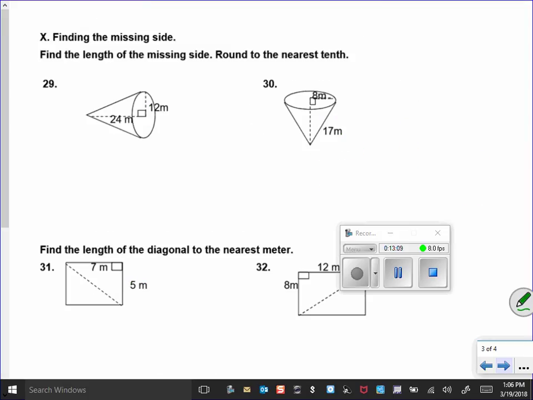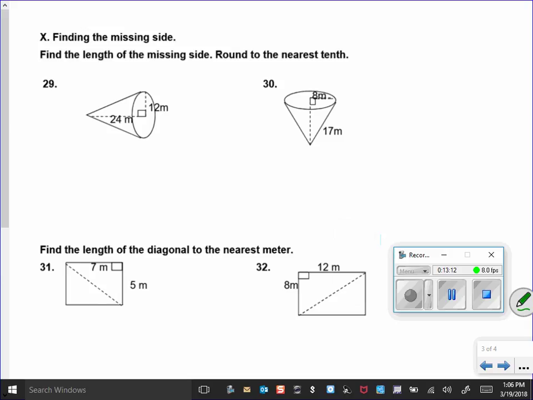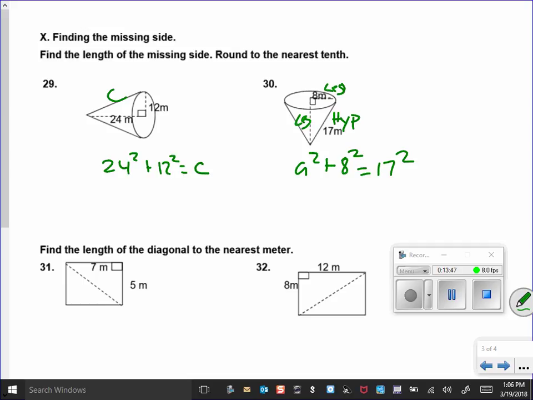Okay, now we're going to find the missing side. This is just like the one we were doing with our pictures. They don't give us the c squared here, so we're going to have to find that. That's pretty easy. And they give us a leg here. They give us the hypotenuse here, right? And we are missing a leg, right? So we would just set that up. I hope you guys can see that that's supposed to be a G, right? So it would be a squared plus 8 squared equals 17 squared. And over here it would be 24 squared plus 12 squared equals c squared.